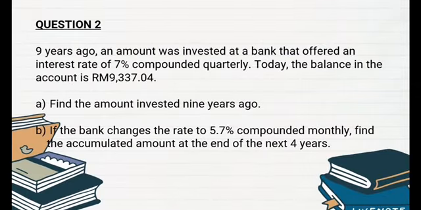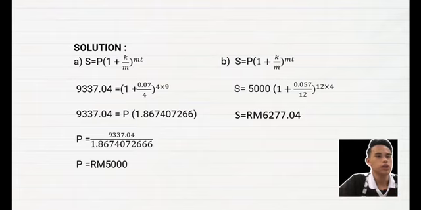The next question is question 2. 9 years ago, an amount was invested at a bank that offered an interest rate of 7% compounded quarterly. Today, the balance in the account is 9,337.04. A. Find the amount invested 9 years ago. B. If the bank changed the rate to 5.7% compounded monthly, find the accumulated amount at the end of the next 4 years.